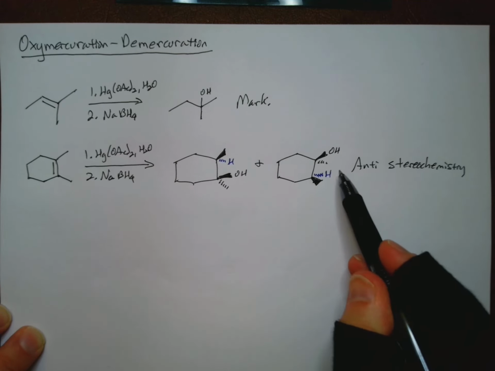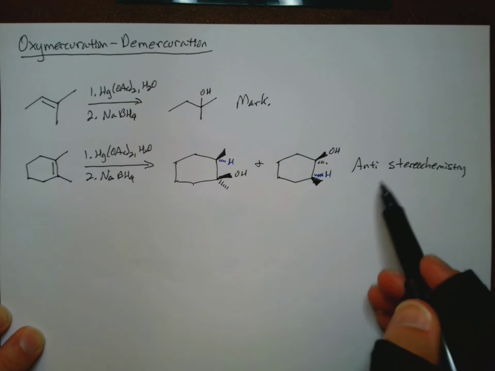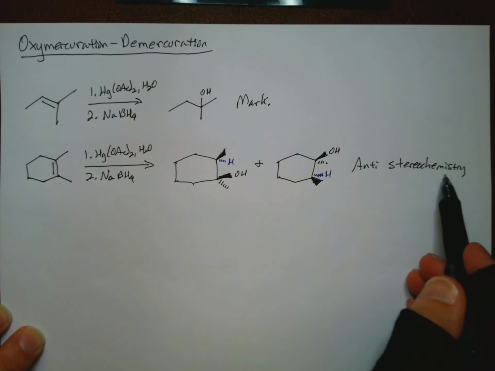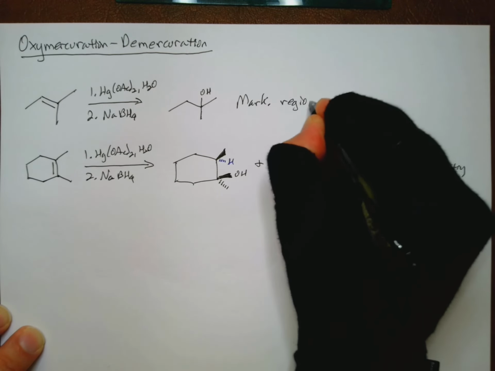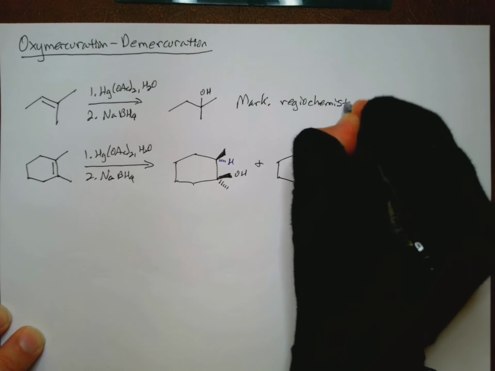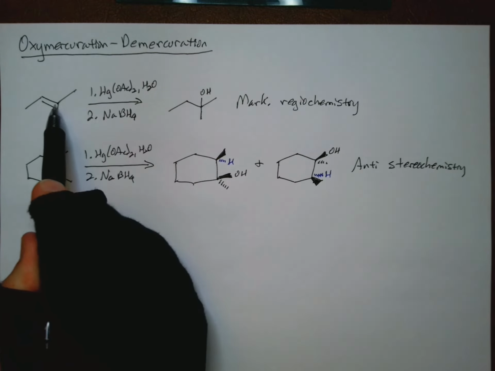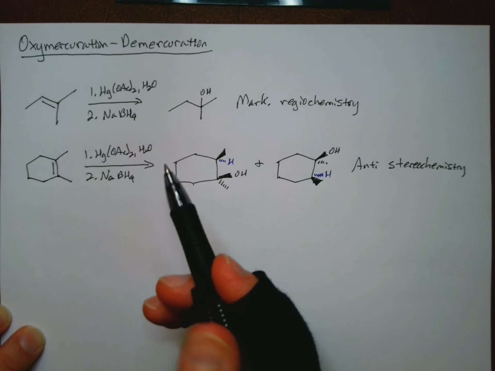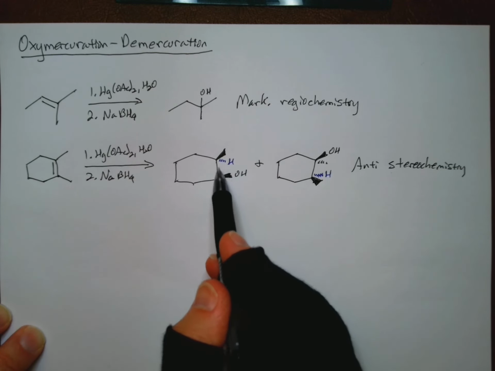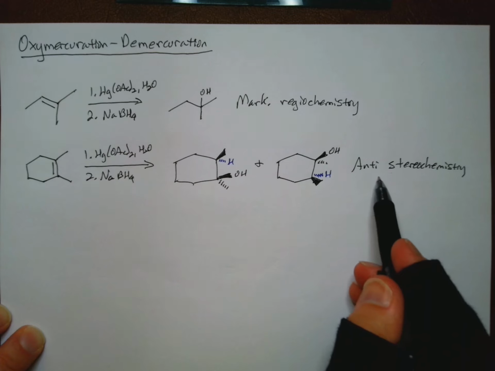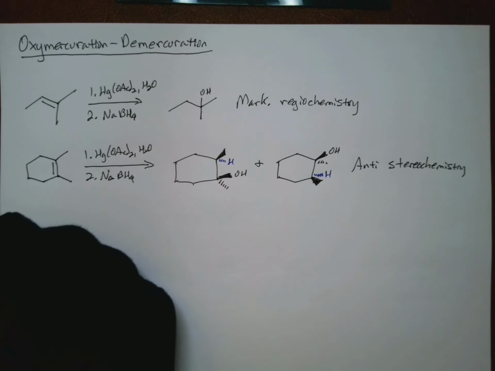We actually refer to that kind of orientation, whether they're on different sides or the same side, as stereochemistry. Markovnikov's rule is an example of regiochemistry. That is, where on the molecule the addition occurs. So the OH is added to the more substituted instead of the less substituted. That's regiochemistry. The OH and the H are added to opposite sides, an anti-addition. That's stereochemistry. So let's take a look at the mechanism.